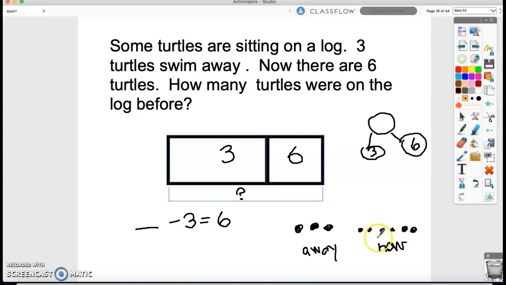So if I have the ones that swam away and the ones that are now, I know that all together they would be the turtles that I started with. So let's count that. 1, 2, 3, 4, 5, 6, 7, 8, 9. So I know that I started with 9 turtles, 3 swim away, and I'm left with 6. So I know that 9 is my missing part to my bar model and my number bond.